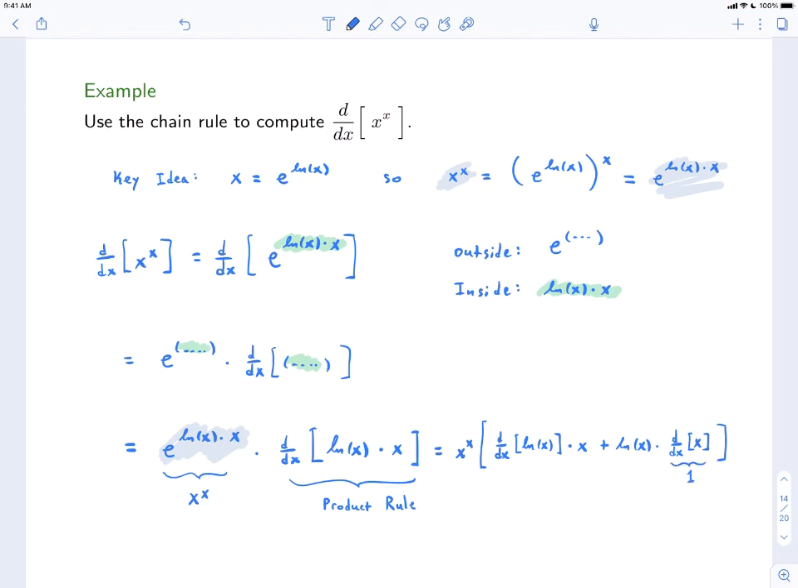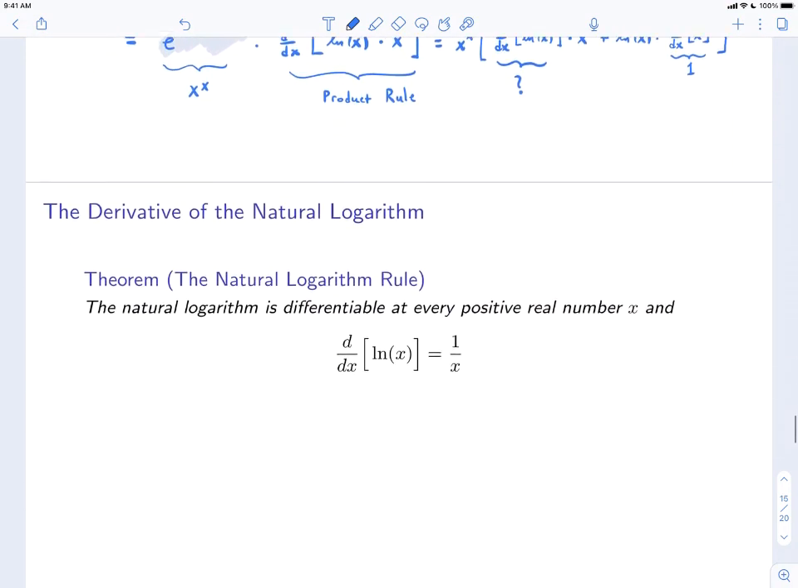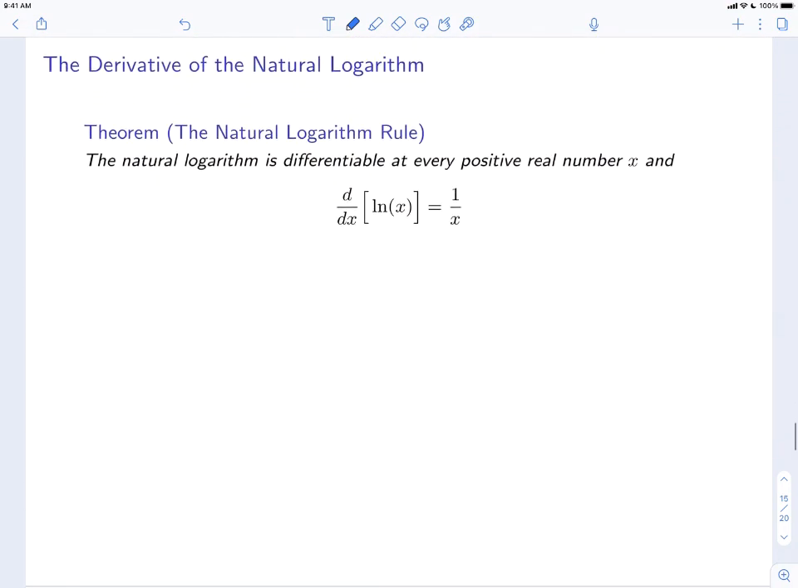However, this term right here, we don't know what that is. But we are in a position to figure out what it is because the one thing that we need is the chain rule. Let's go to the next slide. Here it is stated as a theorem, the natural log rule. The natural logarithm is differentiable at every positive real number x, and the derivative with respect to x of the natural logarithm is 1 over x.